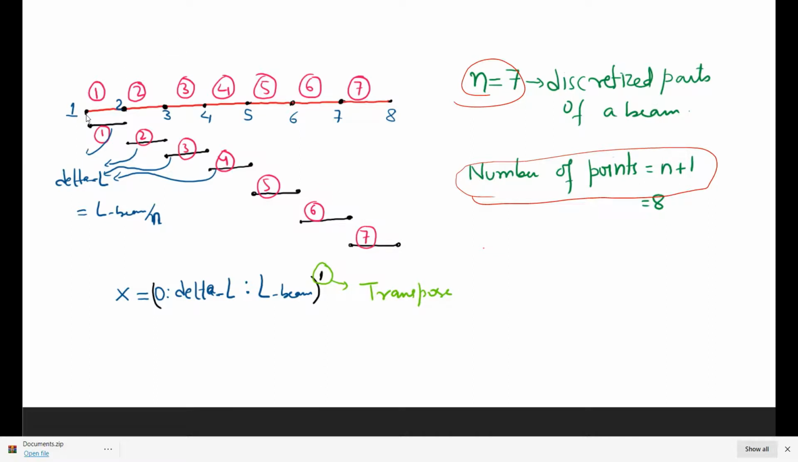So points or nodes, we can see node 1, 2, 3, 4, 5, 6, 7, 8. That is n plus 1, so 7 plus 1 equals 8 nodes. The length of each part is the length of the beam divided by n. x starts at x equals 0 at this position and goes to x equals the length of the beam at the end. These positions vary, and each position varies by delta L.